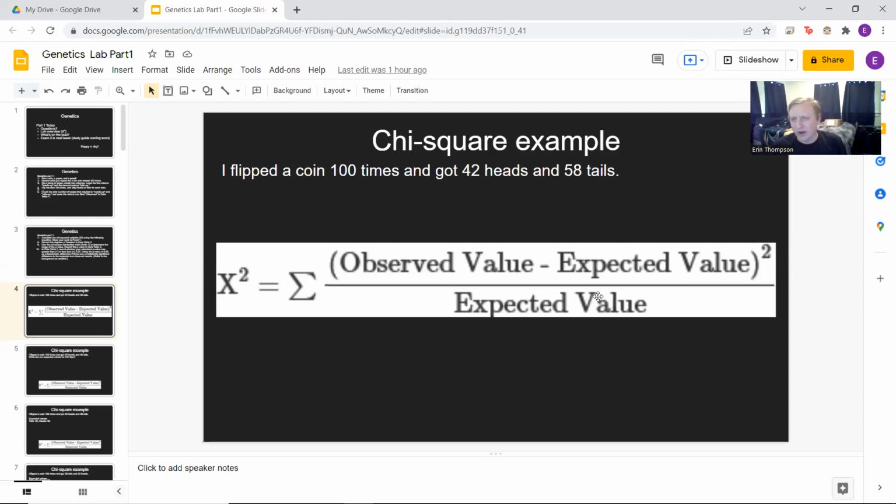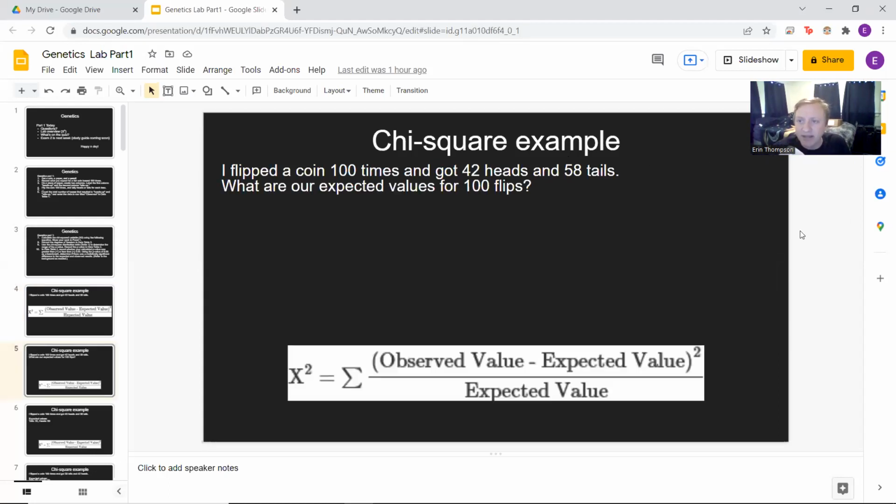The coins you're ever going to run across are fair. But that's the point of this. And this has connections to the field of genetics that people use. And we're able to figure out some more interesting things beyond just, oh, is this coin cool or not? So anyway, I ran this trial and I got 42 heads and 58 tails.